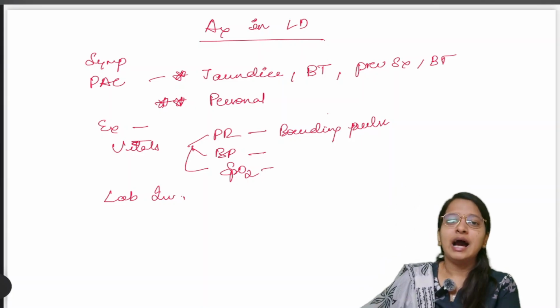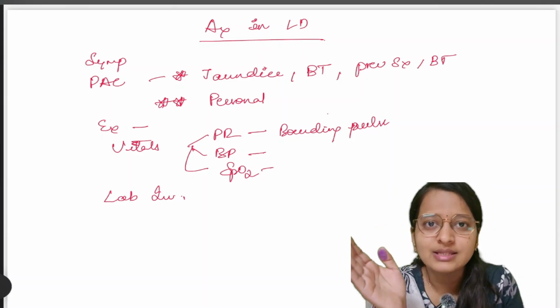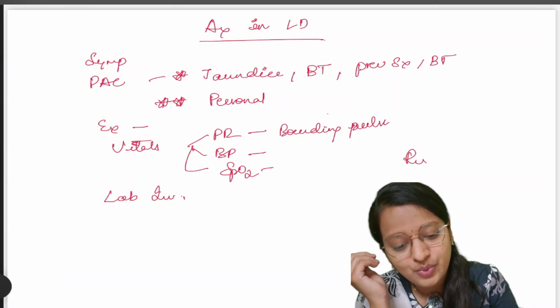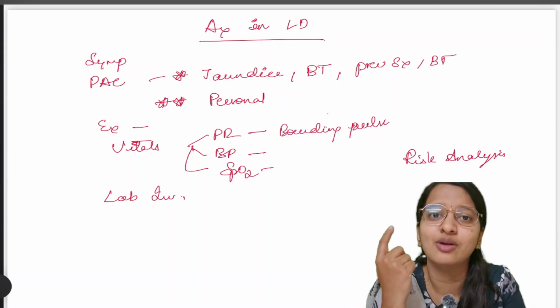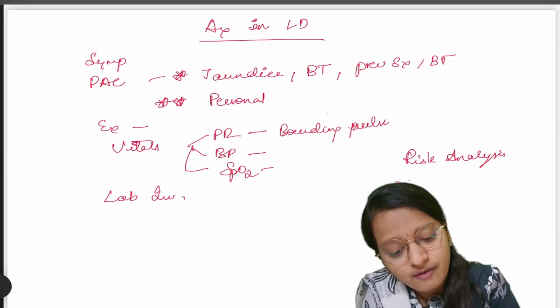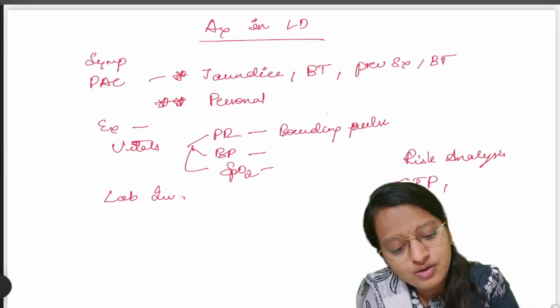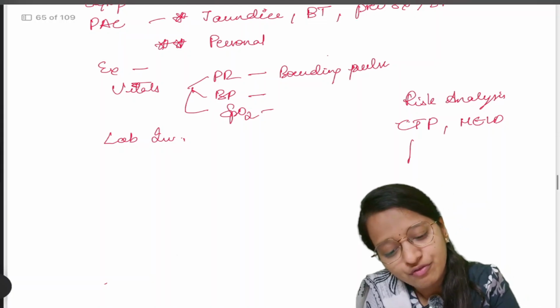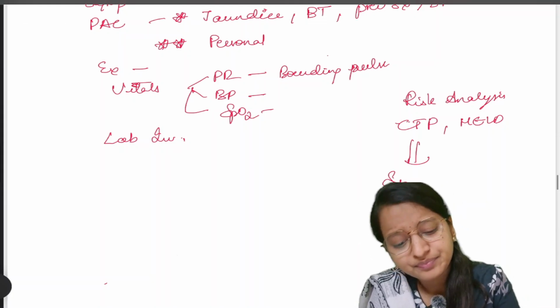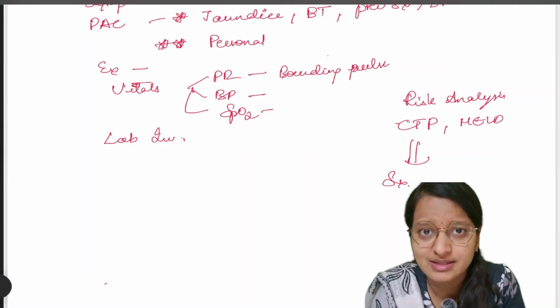Now, after knowing all the things, I'll risk analyze the patient. Risk analysis is very much important, whether to go ahead with this case, optimize this case, postpone this case, or cancel the case. So, we have two main scores, CTP score and MELD score. Now that I have risk analyzed the patient, I'll go for surgery. So, I have decided to take this case.